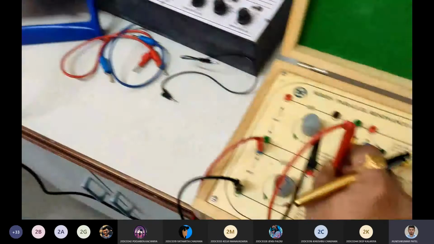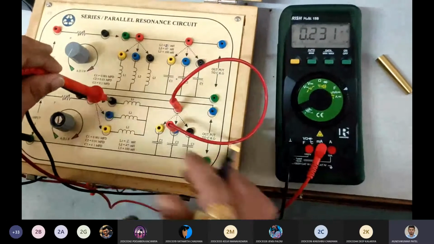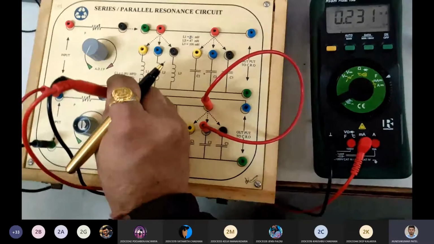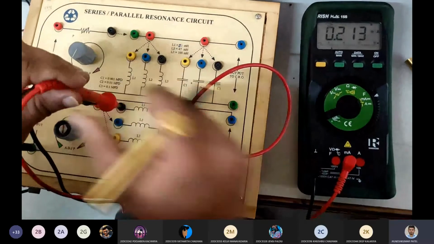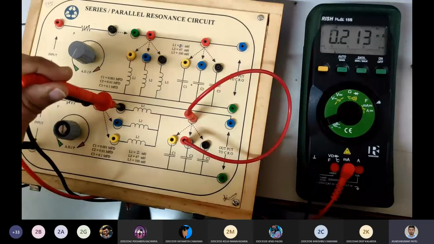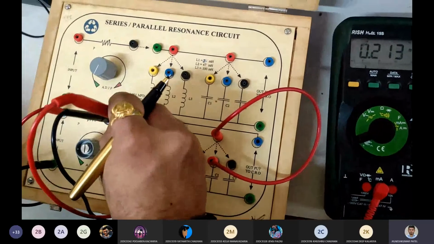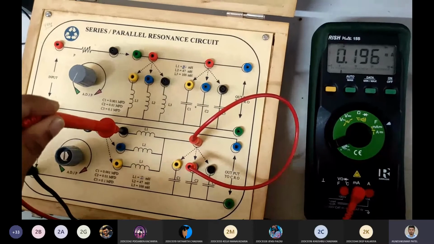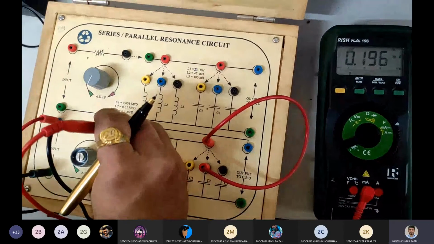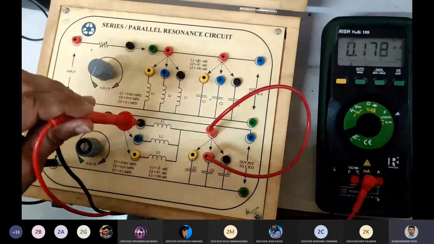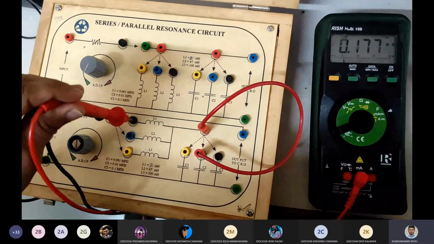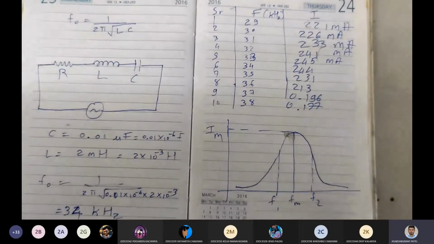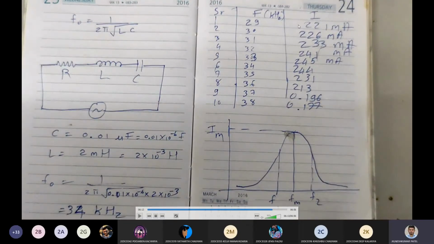Okay, this is 35. So this current starts decreasing, it is now 231 milliampere, 36 to 213 milliampere, 37 0.196 milliampere, and 38 it is 0.177 milliampere. So these are the readings we have measured right now. All these readings are followed by 0 point something.